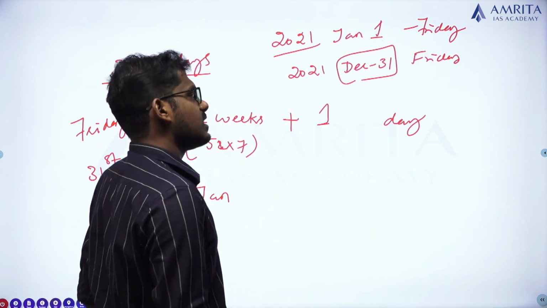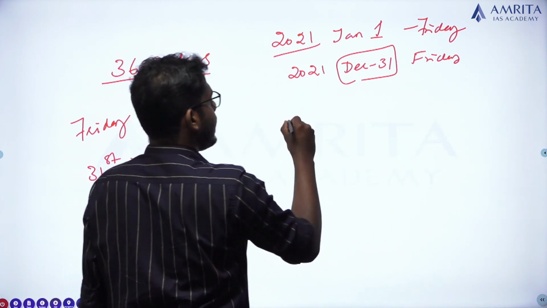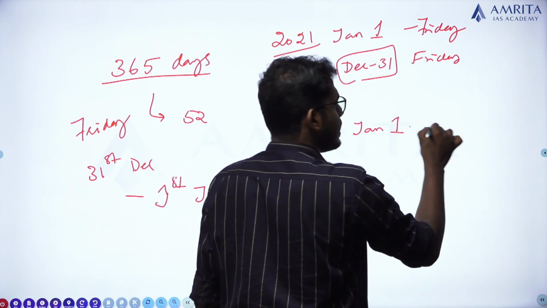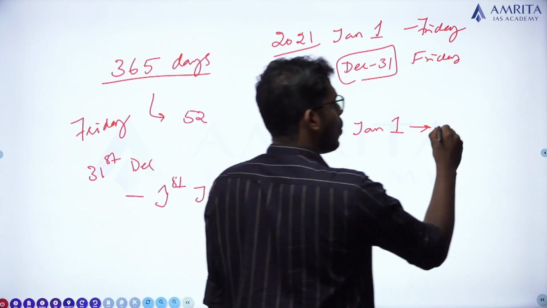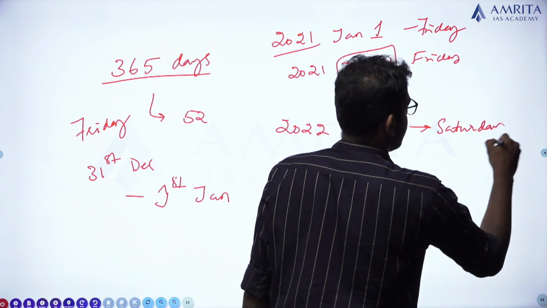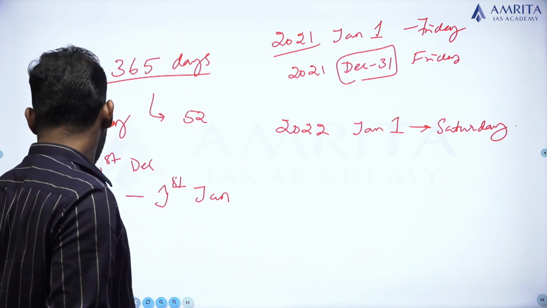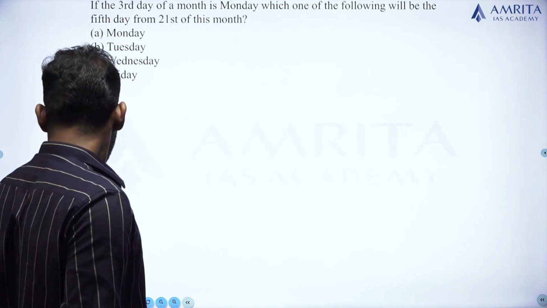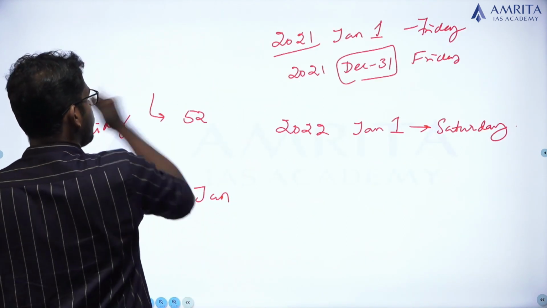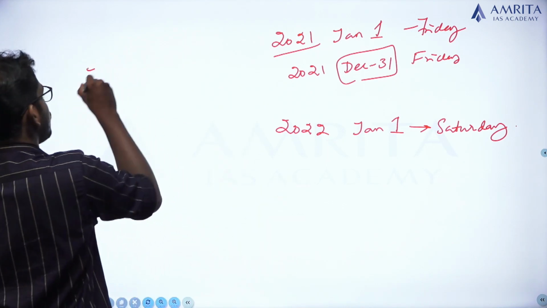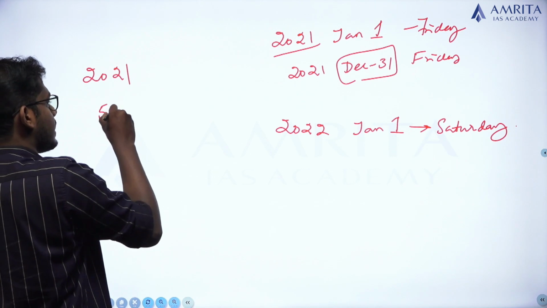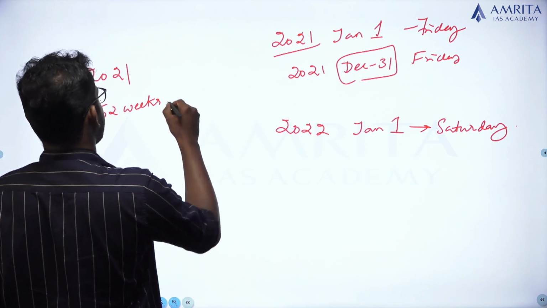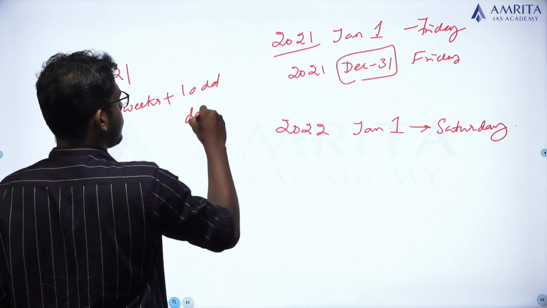Now the idea is, if you are asked to find the day of 2022 Jan 1st, then definitely 2022 Jan 1st will be on what? Saturday. Definitely yes, 2022 Jan 1st is on Saturday. Okay. How do we get the idea? See, the year 2021 contains what? 52 weeks plus 1 odd day. Clear?